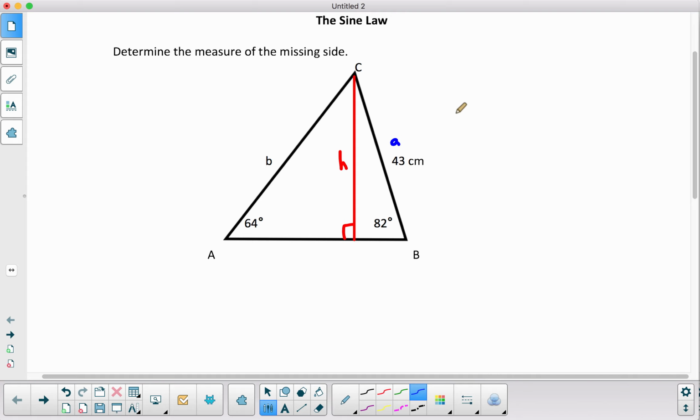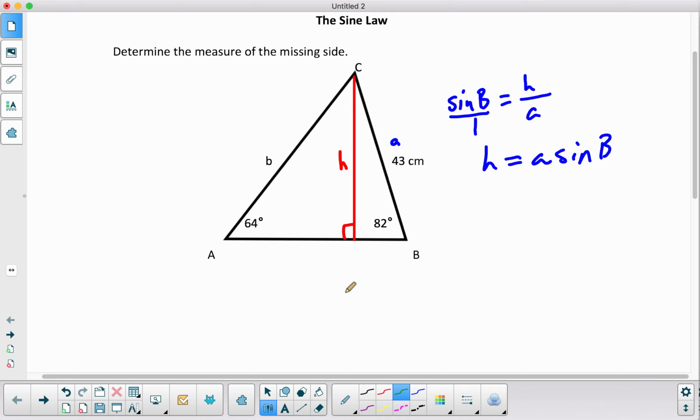So sine of angle B would be the opposite side, H in this case, over B's hypotenuse, which is A. And then we could solve for H, so put sine B over 1, H times 1 is H, and then we have A times sine B.